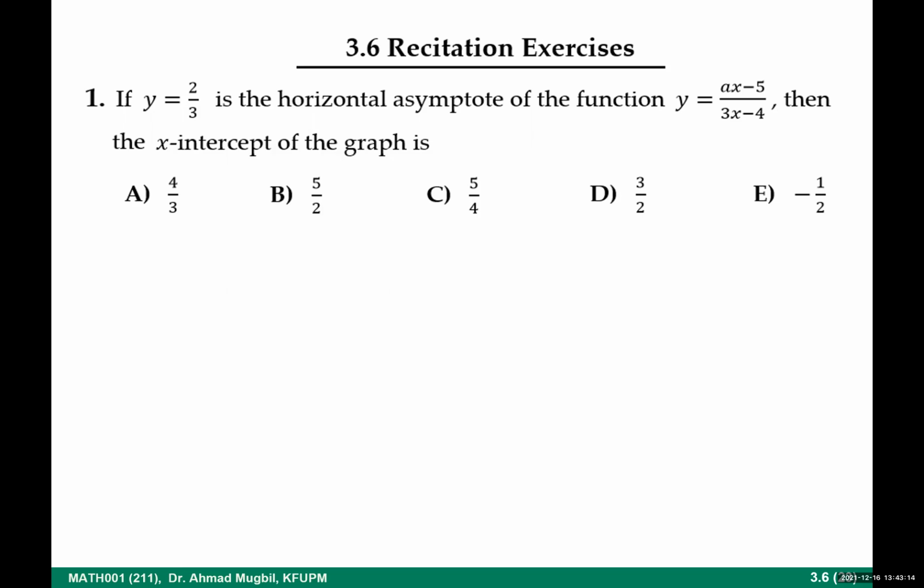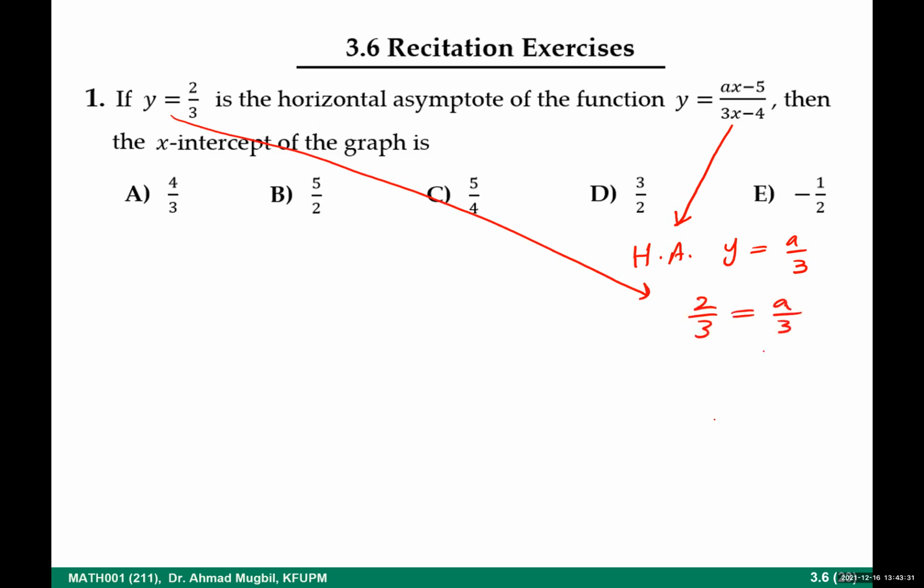So from the function, what is the horizontal asymptote? Y equals 2 over 3. Y equals a over 3. But it is given that it is y equals what? So here 2 over 3 will be equal to a over 3. From this, a equals what? 2. Just multiply both sides by 3. So we did find a.